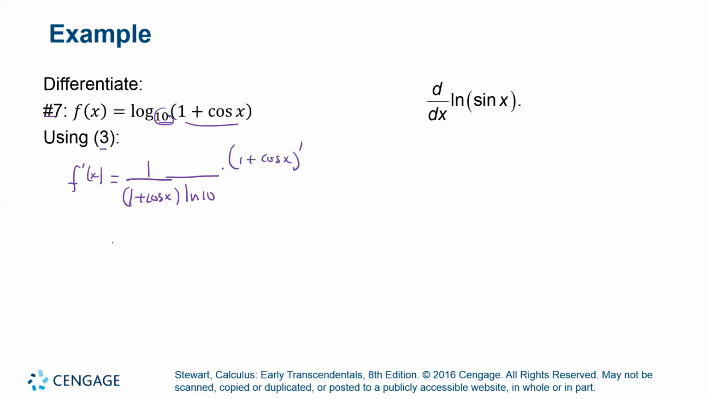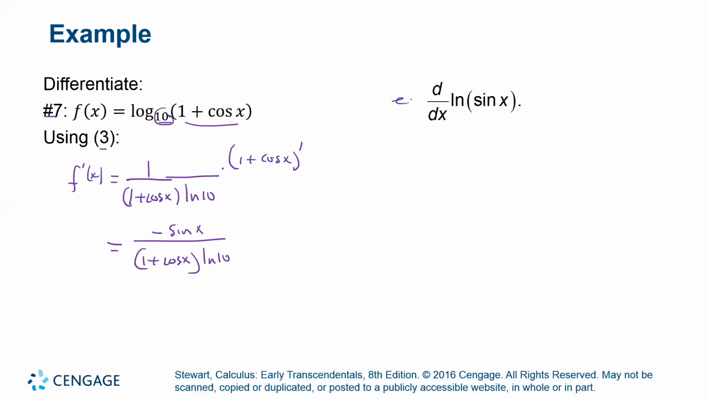You differentiate that. Now, what is that? If you differentiate this, you get 0 plus minus sine x. And this will be over 1 plus cosine of x times the natural log of 10. That'll be the answer.